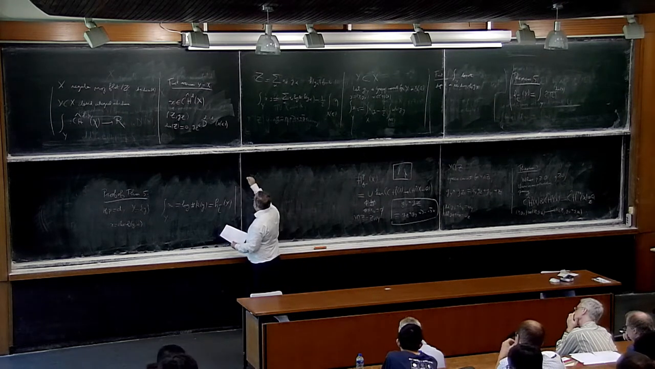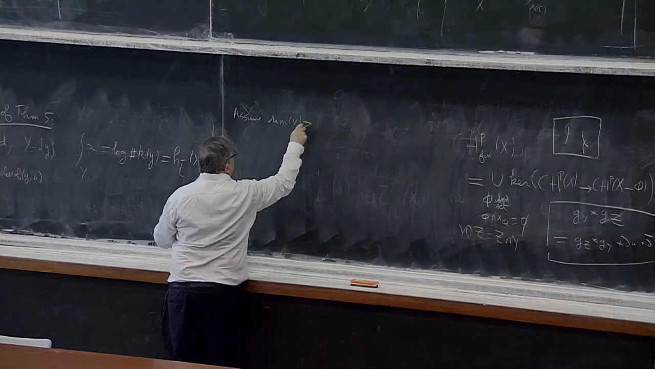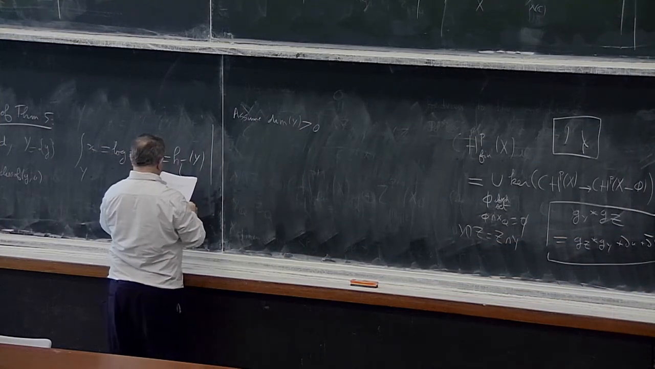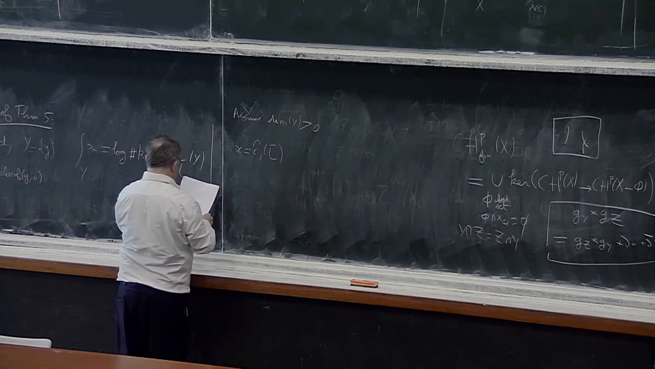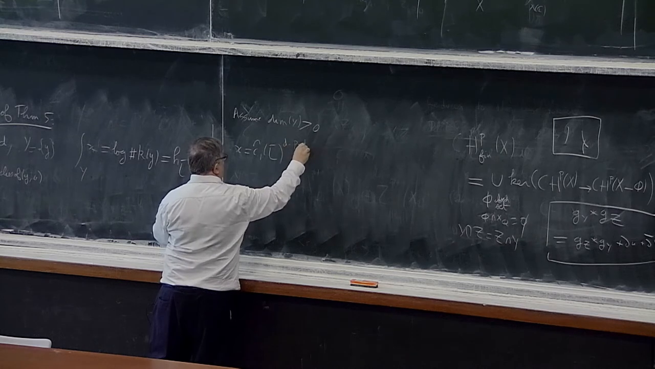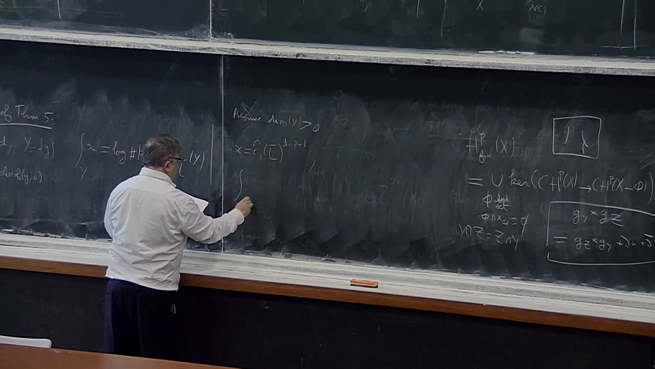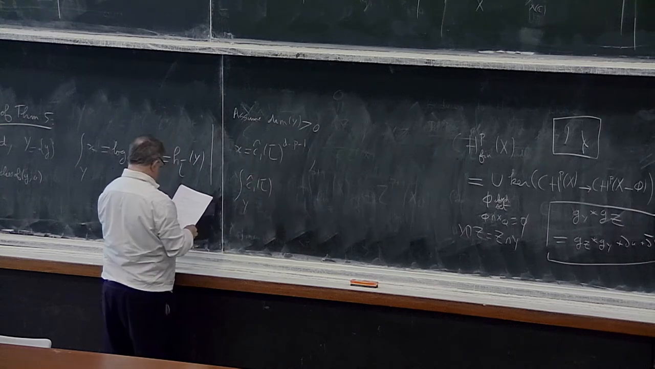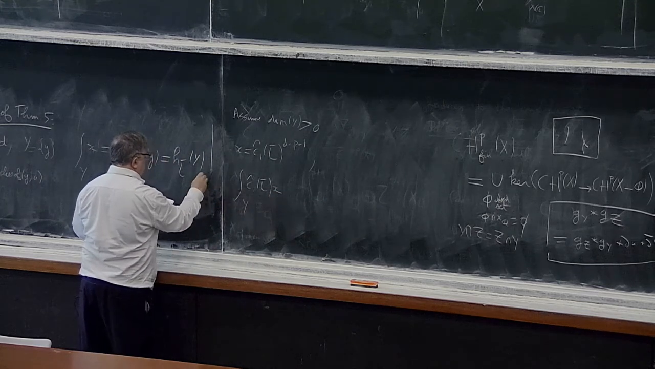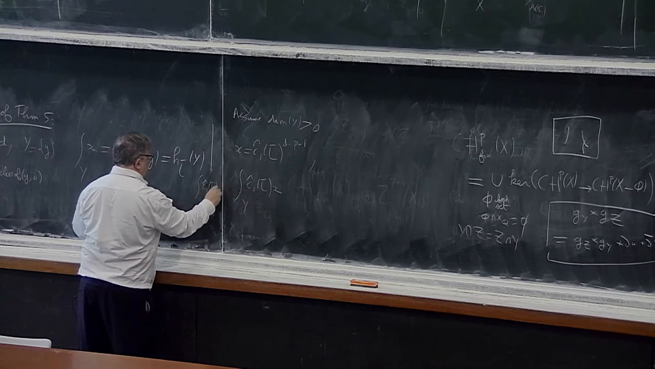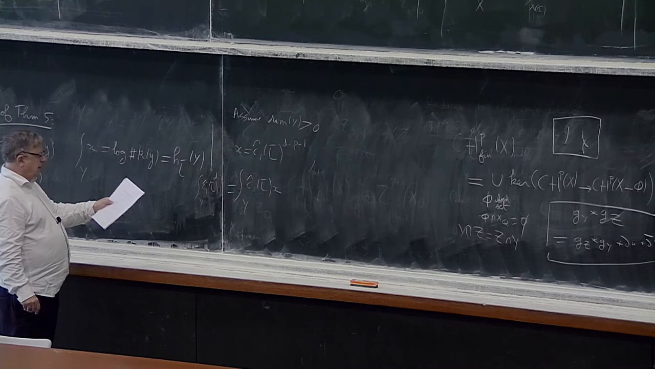So now we assume that the dimension of y is positive, and we have x equals c1 L bar to the d minus p minus 1. The integral on y of c1 L bar times x, I mean this integral is what we want to compute, c1 L bar to the d minus p, which is the same as the integral of x times c1 of L bar on y.